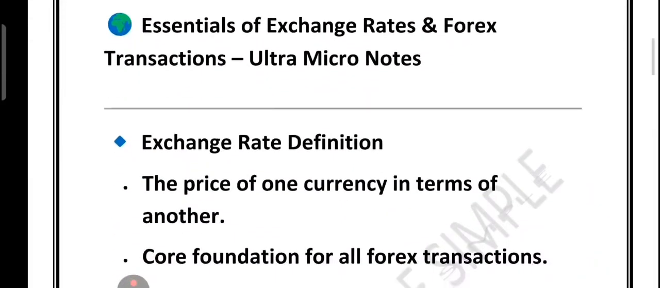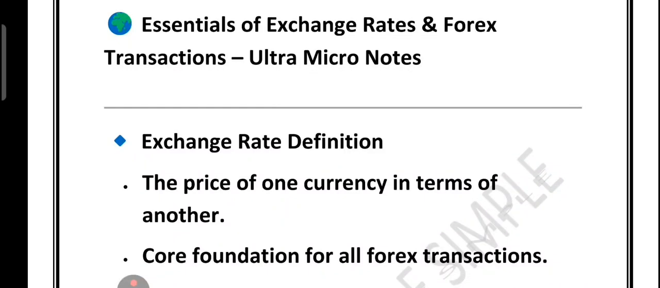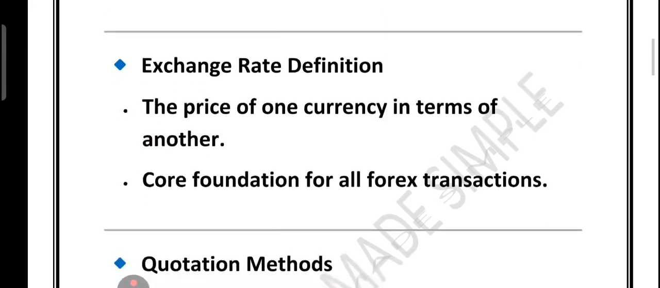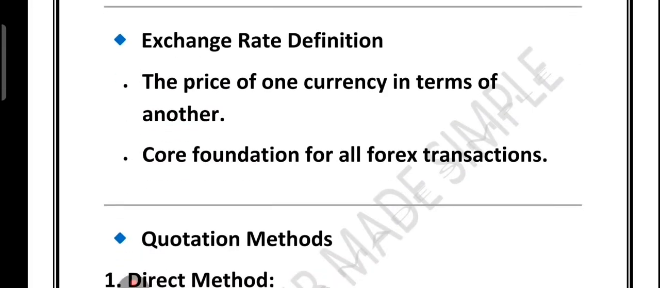Now let's switch our focus to the essentials of exchange rate and forex transaction. Very important topic. So exchange rate simply tells us how much one currency is worth compared to another. For example, suppose I say $1 is equal to 84 rupees.